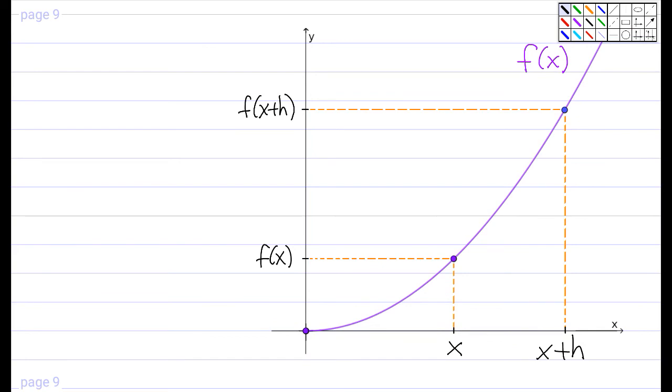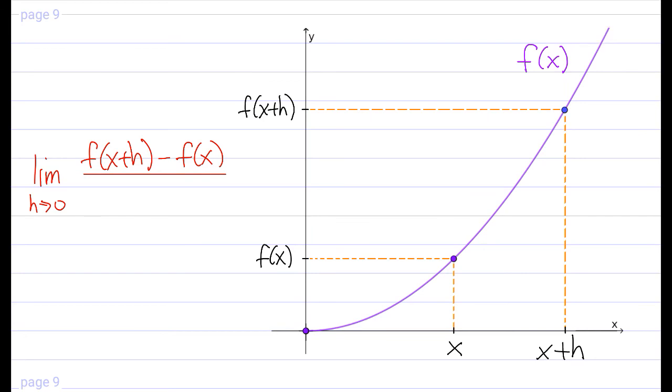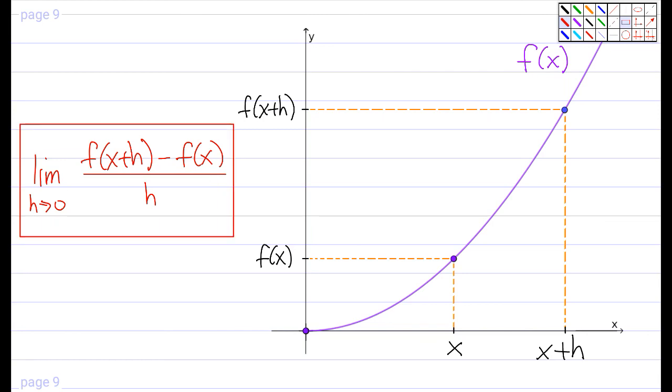Now we can write a full expression for the derivative. Here we go. The limit as h goes to 0 of f of x plus h minus f of x. That's the change in y of the secant line. That's what's on top. Divided by x plus h minus x. That's the change in x. Well, that's just h. That's it. That is our definition of the derivative of a function f of x.